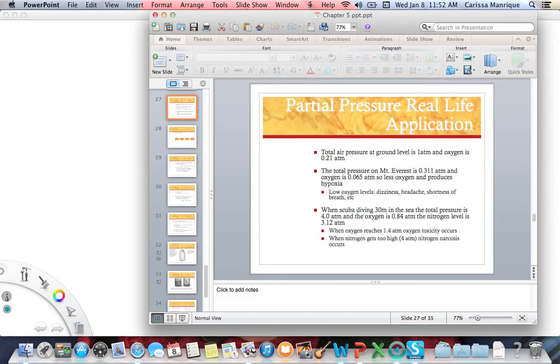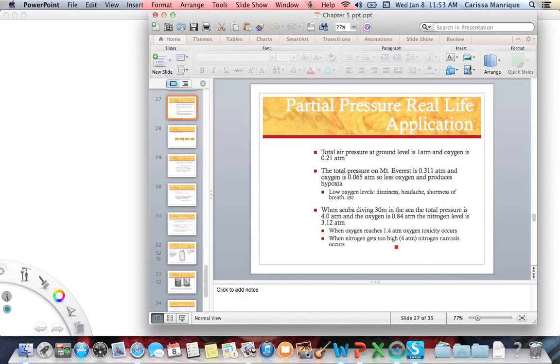Another example is scuba diving. If you go 30 meters into the sea, the total pressure is 4. So remember, at ground pressure it's 1. Now it's increased to 4 when you go below it. Now the oxygen levels are at 0.84, which is extremely high because it should be at 0.21. Then you're going to start getting oxygen toxicity. Your nitrogen also gets really high.